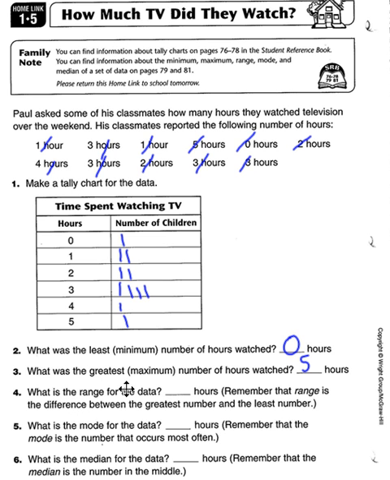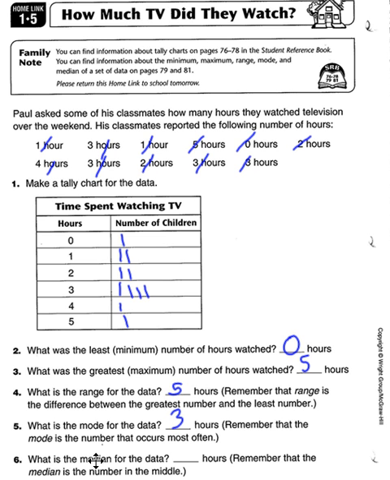Number 4 asks, what is the range for the data? And they ask you blank hours. Remember that the range is the difference between the greatest number and the least. So you can actually take these two numbers and take 5, subtract it by 0, and that is 5. Number 5 asks you, what is the mode for the data? And they leave you the blank for hours. Remember that the mode is the number that occurs most often. So we look through the number of children, and the most tally marks happened here with 4 tally marks, and that number of hours was 3 hours.